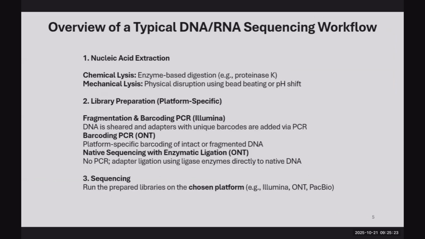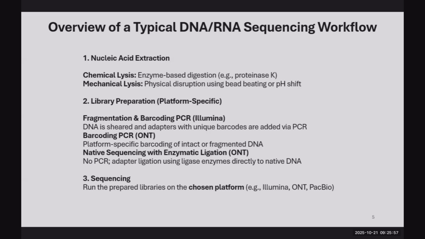So what do you do? The workflow is you have to get the nucleic acid extraction. For that, you can use chemical lysis or mechanical lysis, physical disruption using beating or pH shift, to get the DNA out of the organism that you're trying to sequence. Mechanical lysis is much better in that sense, because it might be difficult with chemical lysis in certain types of species that you're trying to sequence.